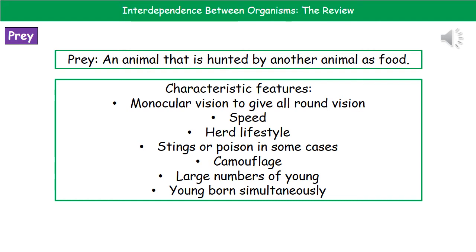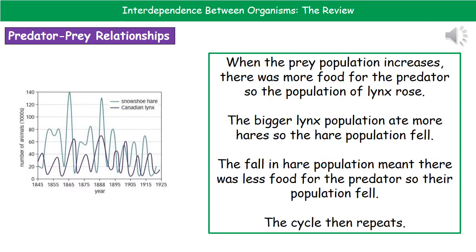They will have large numbers of young when they give birth, and this is down to the fact that not all of them are going to survive, so it gives them a much better chance of at least some of them making it. And the young will be born simultaneously, again meaning that they can be cared for amongst the herd and minimise the risk of there being the odd little one to be picked off by any predators nearby.